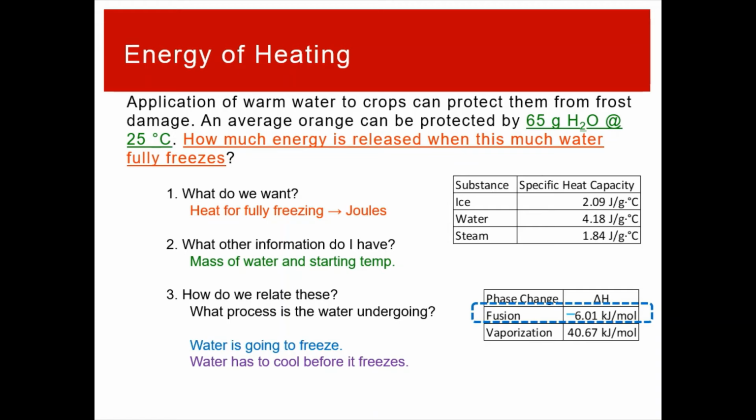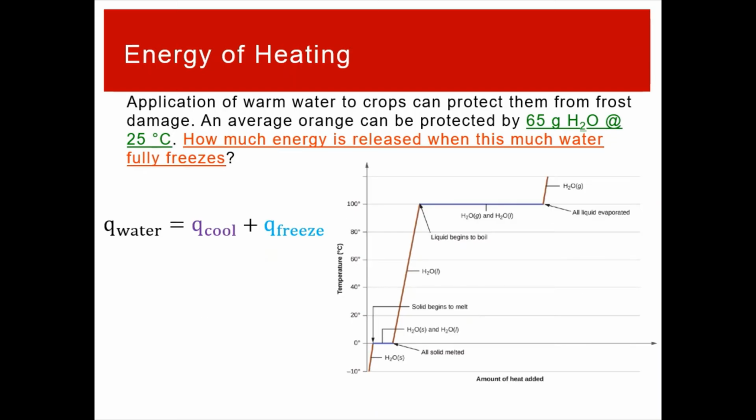And then the water has to cool before it can freeze. So I need to use the specific heat capacity of liquid water to see how much energy I have to take out in order to get from 25 degrees Celsius down to the freezing point. Water doesn't freeze at 25 degrees Celsius, so I have to cool off this water. This water is going to release heat into the oranges before it gets down to 0 degrees Celsius. So I'm going to have two steps: I'm going to cool off the water and then I'm going to freeze it.